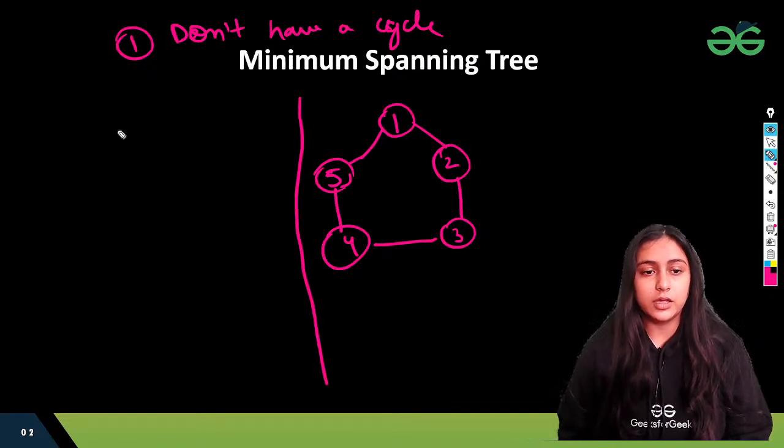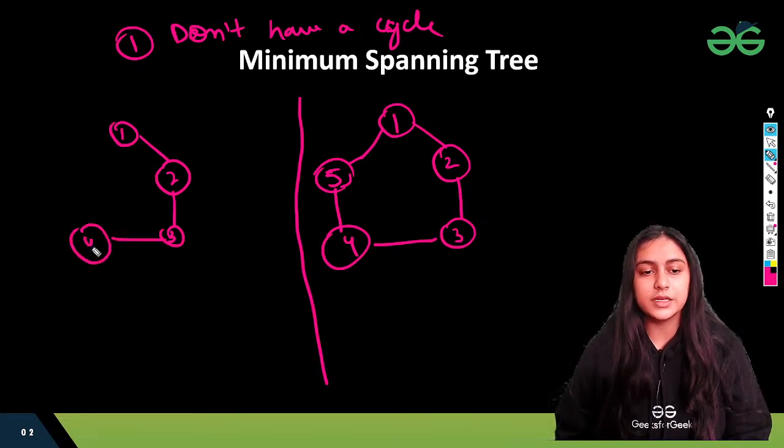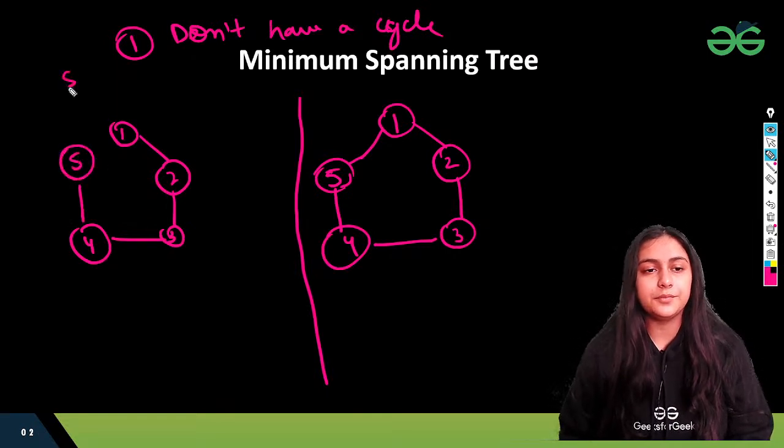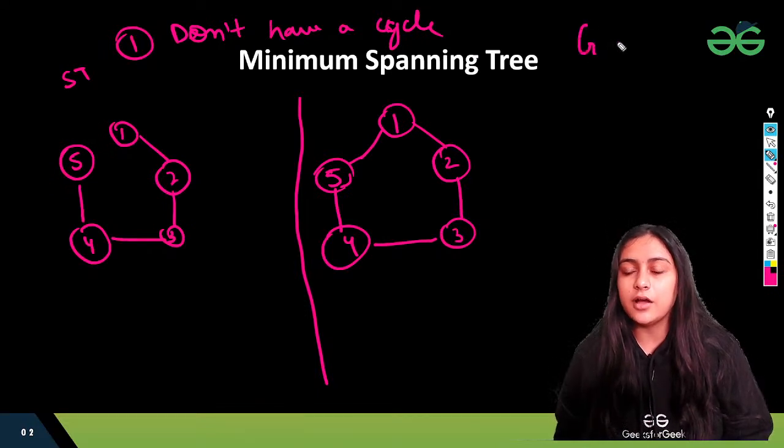Just give me a second, I'll explain that also. Okay, so basically this is a spanning tree. Whenever we say that in a graph we have V vertices and E edges.